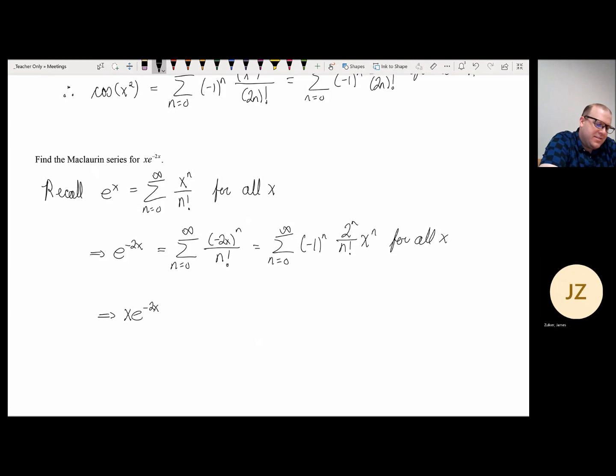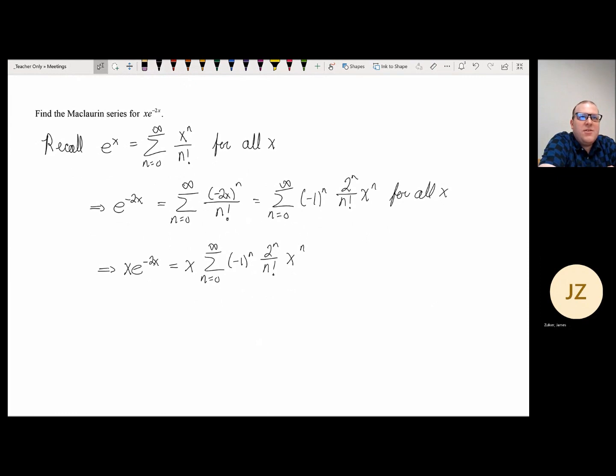Well, then x e to the negative 2x would just be x times that power series: negative 1 to the n, 2 to the n over n factorial, times x to the n plus 1, for all x.